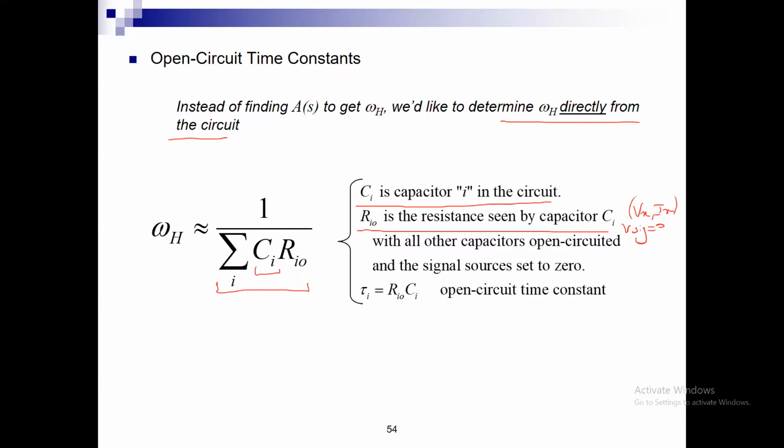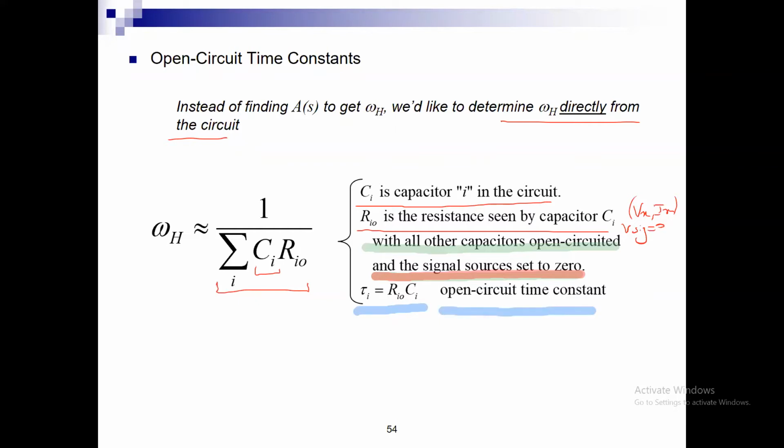With all the other capacitors open circuited, this is very important. Meaning I keep only capacitor i, the others I open circuit them. And the signal sources set to 0. So also the signal sources, I set them to 0. So tau i then becomes the Rio times Ci. And this is why we call it open circuit time constant.